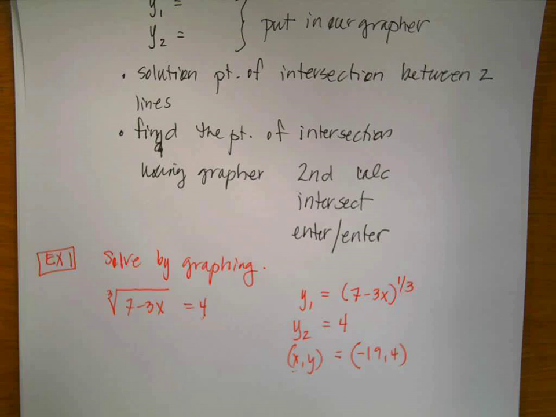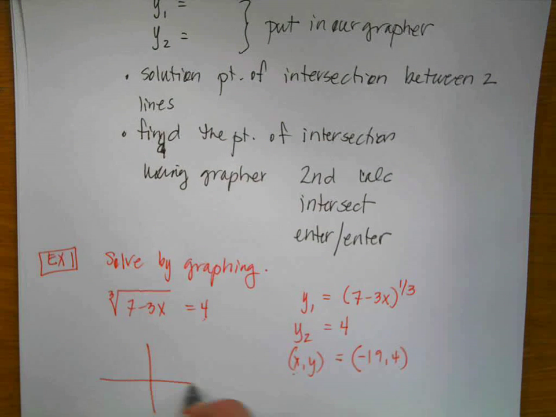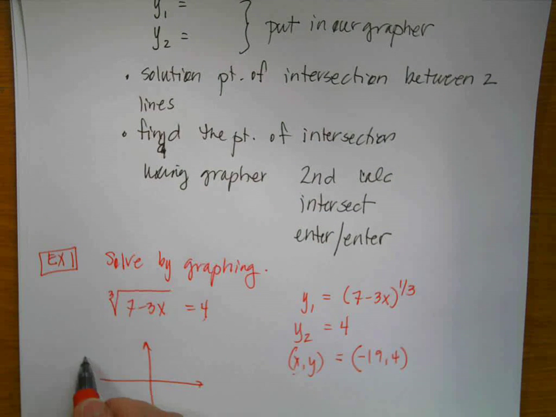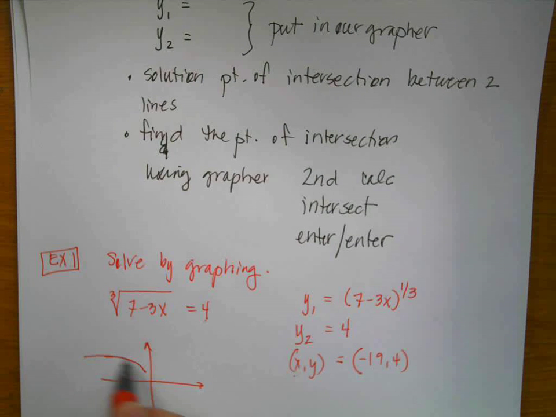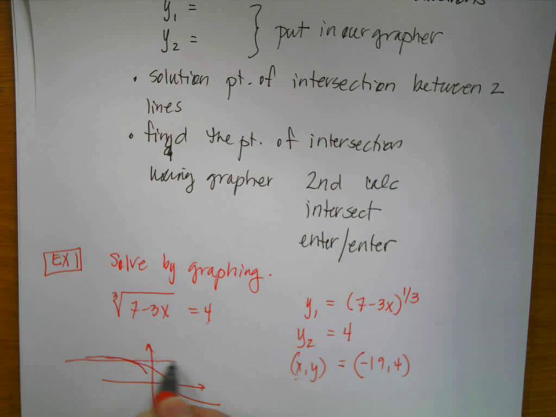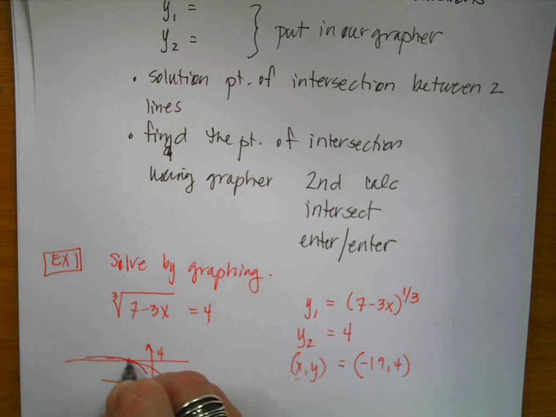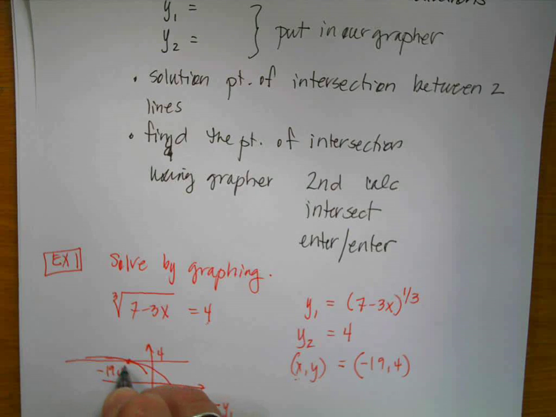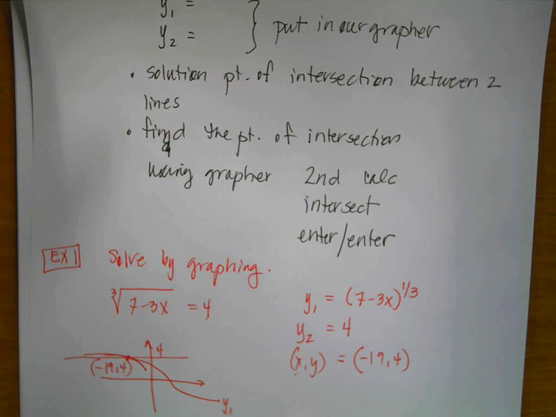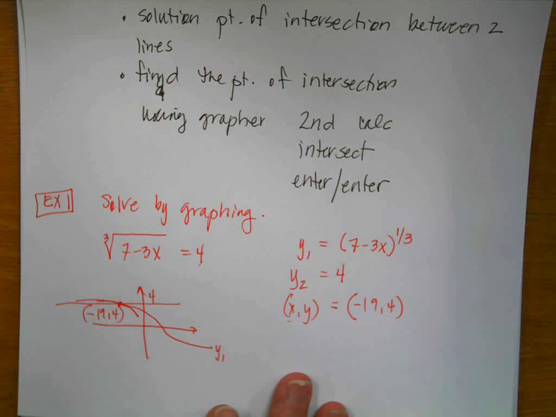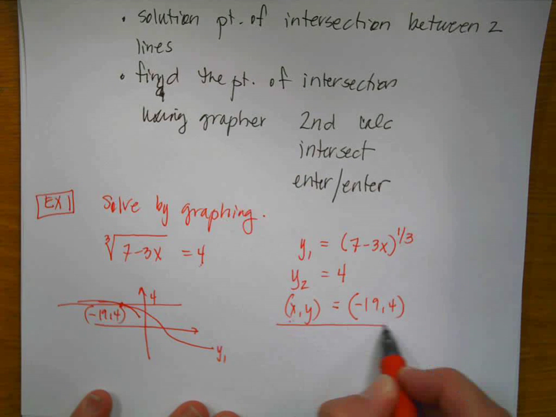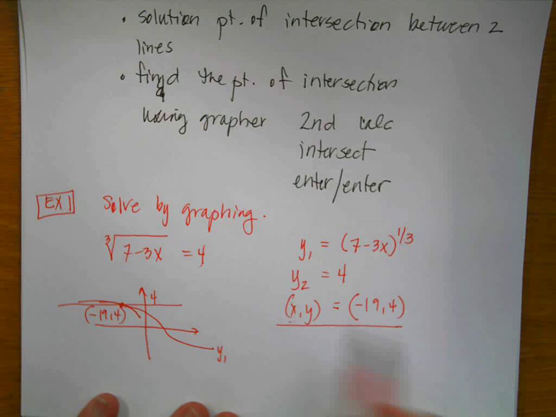Remember that if we use our calculator, we have to sketch the graph. So I'm going to sketch my graph. So here's the equation. And then here was my horizontal line. That was at 4. This was y1. And then that point was a negative 19, 4. Okay, so we always want to sketch the graph if the graph is part of our work, okay? And then this is my solution, and this would be what I would write in the answer column on the test, because this is the solution to the problem, that point of intersection.